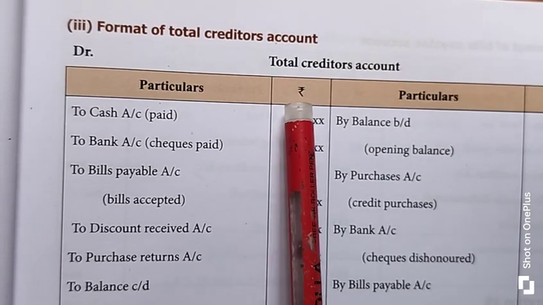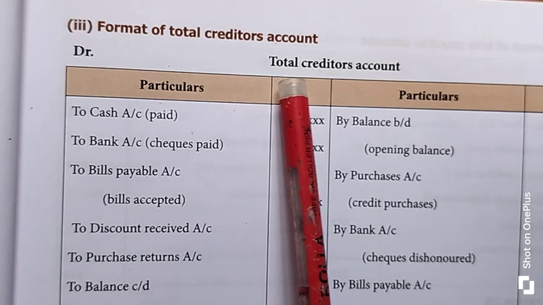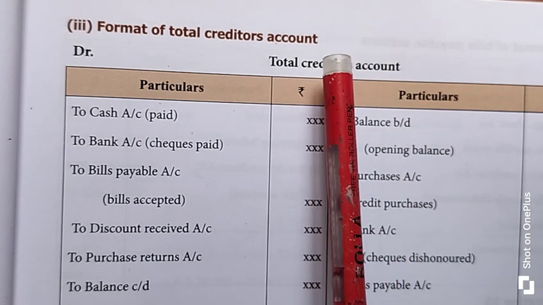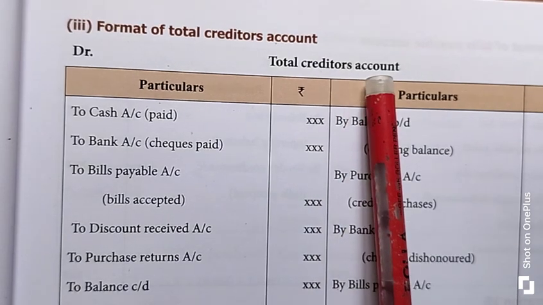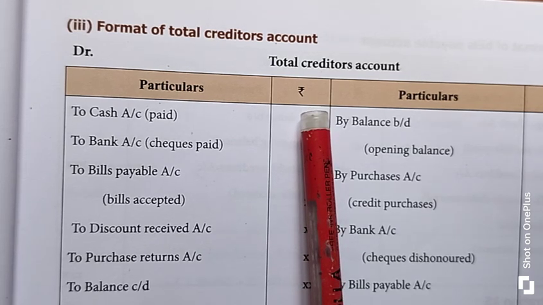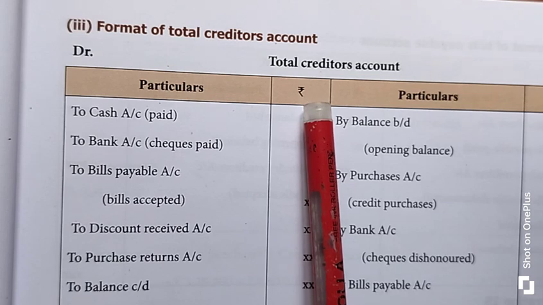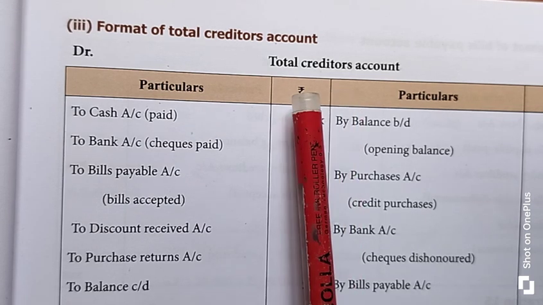So let's see the format. To find out the credit purchases, we need to prepare the total creditors account. Why do we need to prepare the total creditors account to find out the credit purchases? Because you purchased goods on credit. During the purchase from your suppliers, you did not pay any money, but you promised your supplier that you will pay later. So that is called credit purchases.